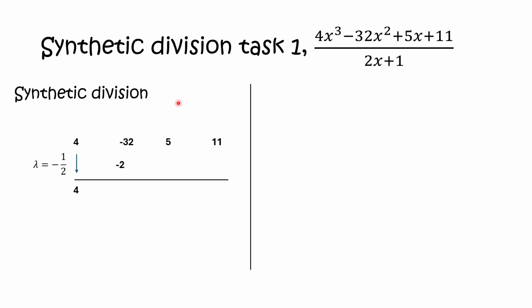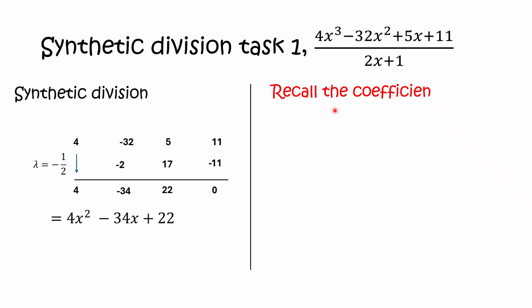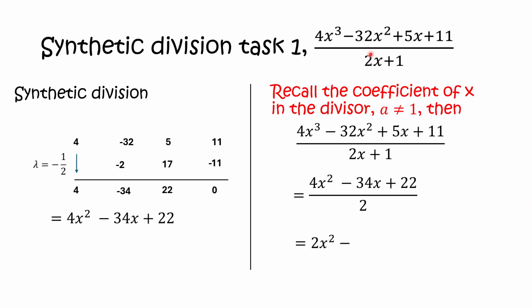Now, the first task was on the synthetic division. Using the synthetic approach, we got this value 4x squared minus 34x plus 22. But bear in mind, this is not the final solution. Why? Because the coefficient of x in the divisor was not equal to 1. So we also have to bear that in mind and consider it. We are going to divide the answer that we obtained by that, which is a 2. In this case, we will have 2x squared minus 17x plus 22 as our final answer.